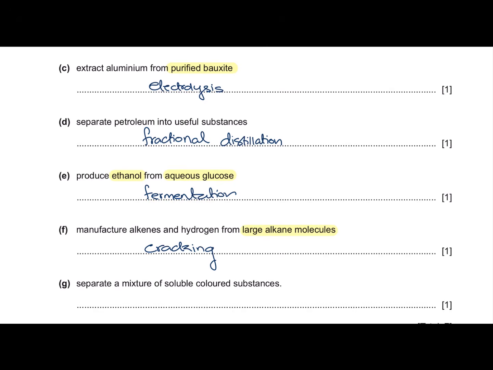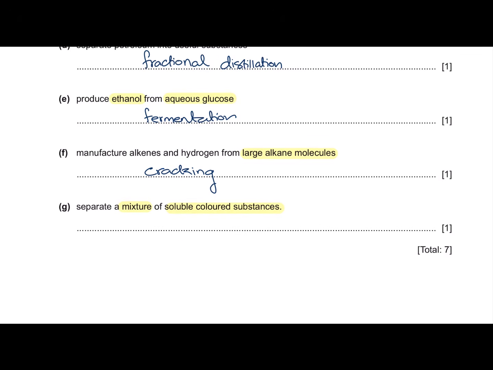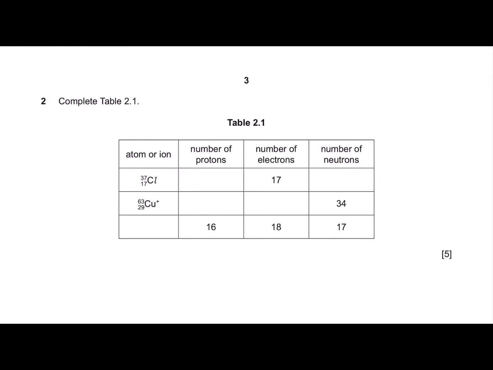Part G. Separate a mixture of soluble colored substances. This was known as chromatography. Next up, question number 2. They are asking us to complete the table 2.1, and in the first row, they have given us the chlorine atom, and they are asking us for number of protons.